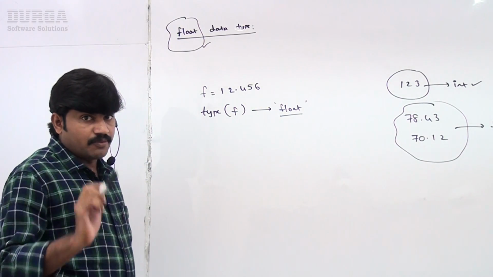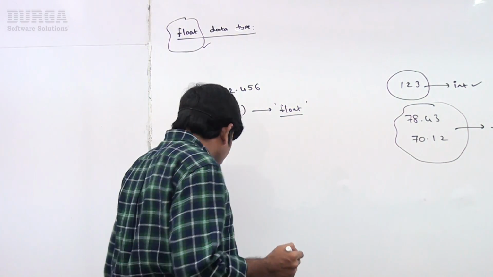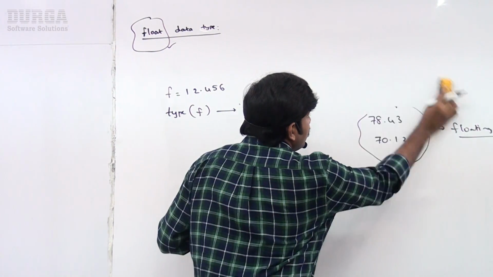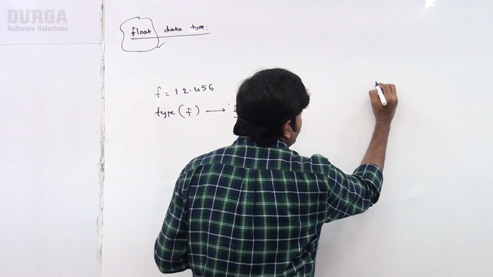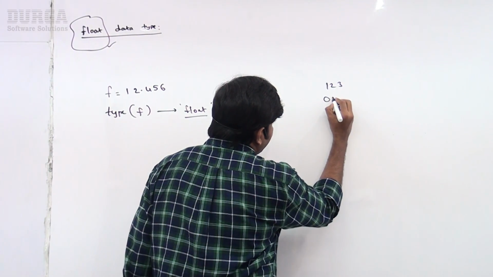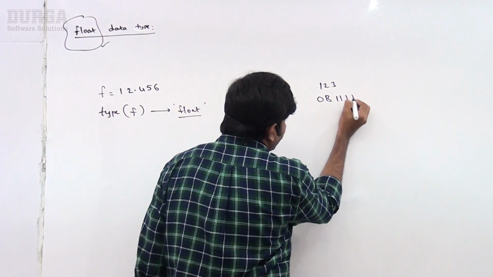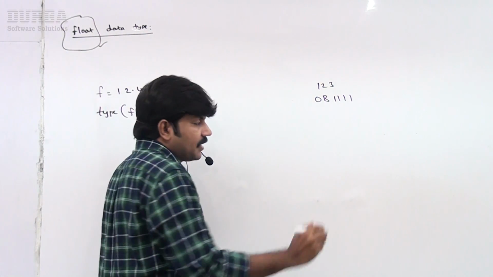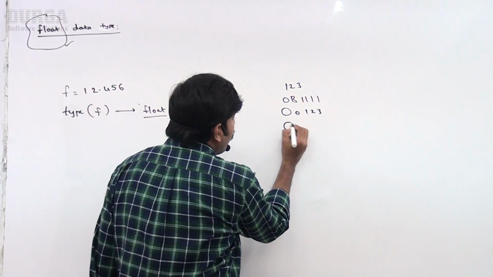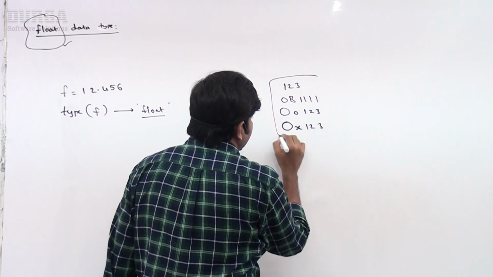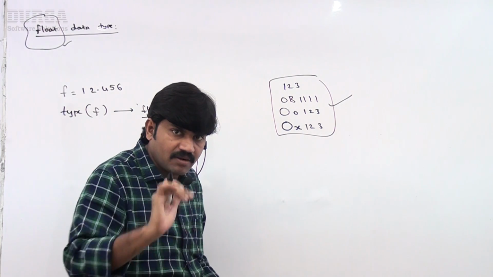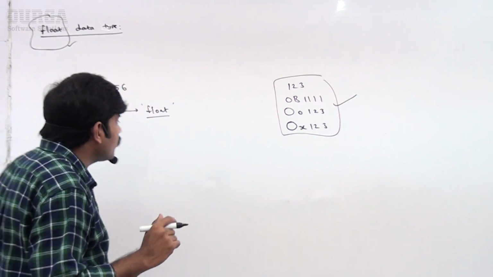Take a bit of special care about this one. In the last video we covered very clearly the integral types. Suppose I have the number 123. By default it's decimal. Similarly, if I take 0B1111, it is a binary number. 0O123 is an octal number. 0x123 is a hexadecimal number. All these things are integral values.